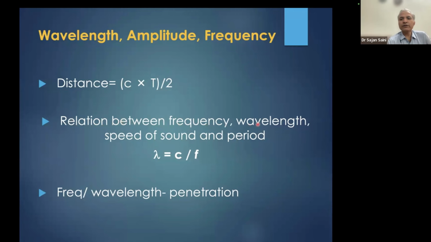The relation between the frequency, wavelength, speed of the sound, and period that we have discussed is that the wavelength is equal to the speed of the light divided by the frequency. So it is inversely proportional to the frequency. We previously discussed the importance of this. If we want improved resolution or to see the images in a better way, we want higher frequency probes. And the higher the frequency, the lower the wavelength, and thus the penetration is compromised. So we have a trade-off, and we use this trade-off to optimize the image.